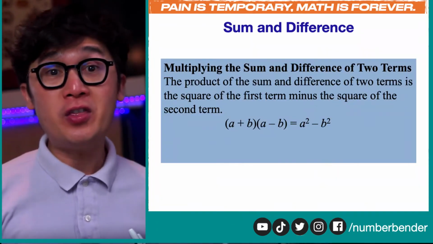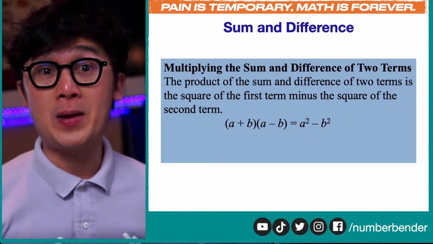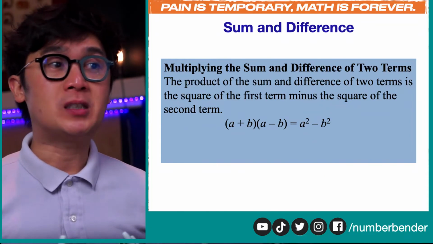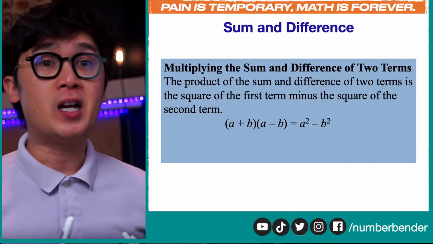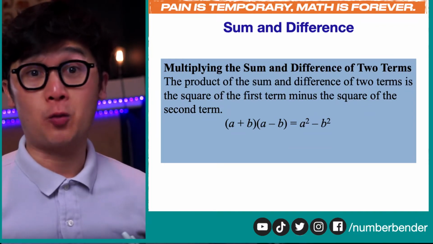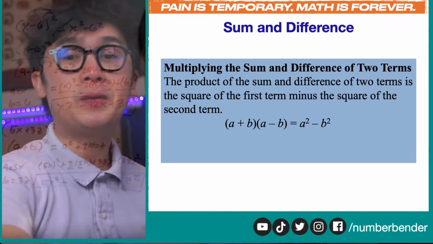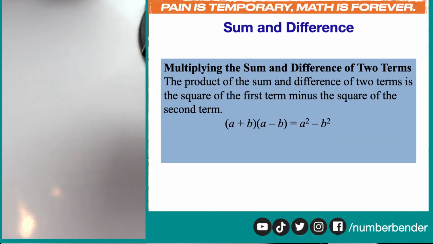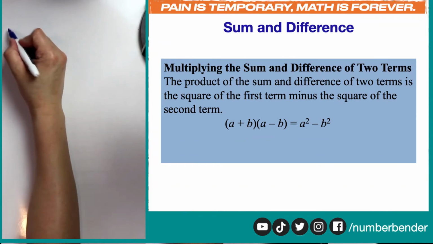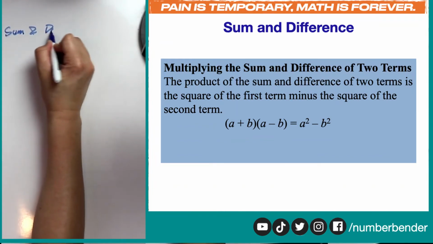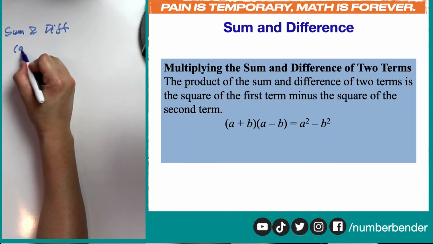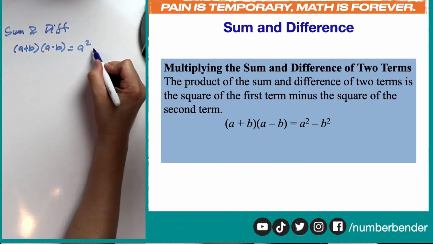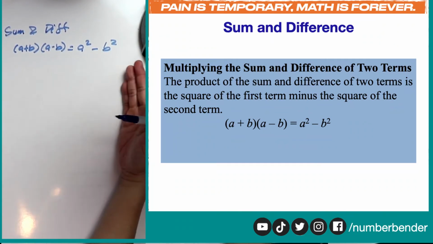And we have another special case of binomial, which is called the sum and difference. And in this special pattern, when we multiply a plus b times a minus b, the product will equal a squared minus b squared. And this will be what we're going to be using for our second type, or special case, of our binomials. So remember, the product of a plus b and a minus b is equal to the square of a minus the square of b. That's how simple it is.